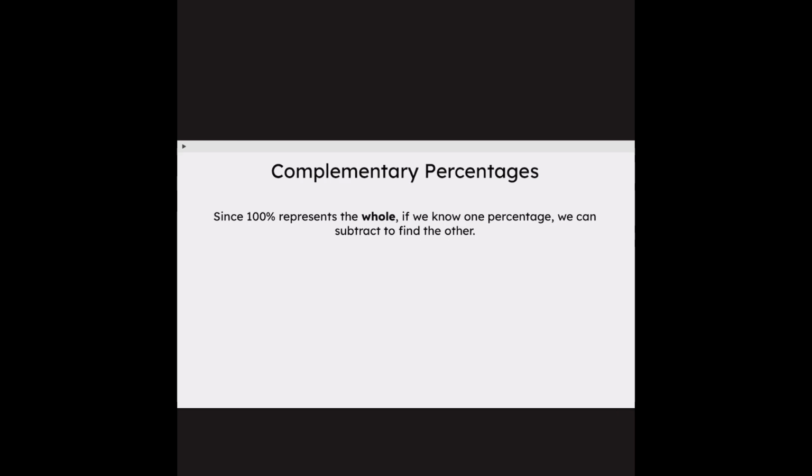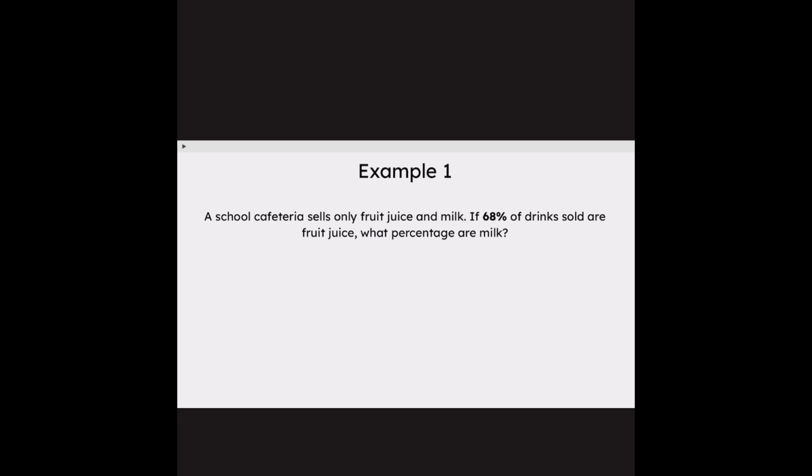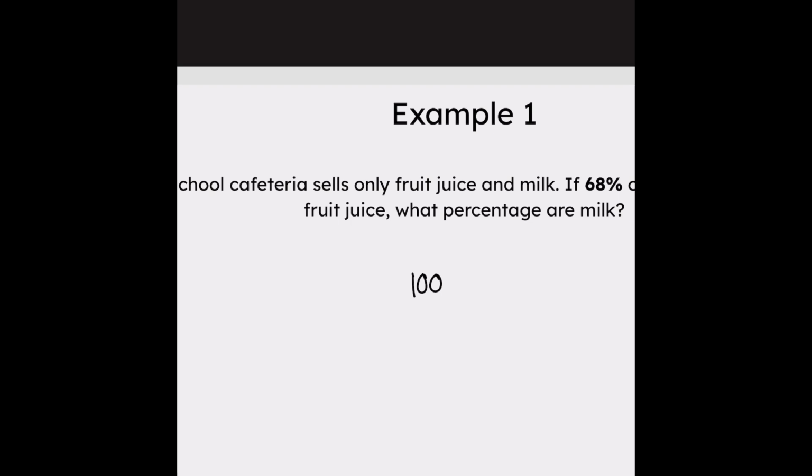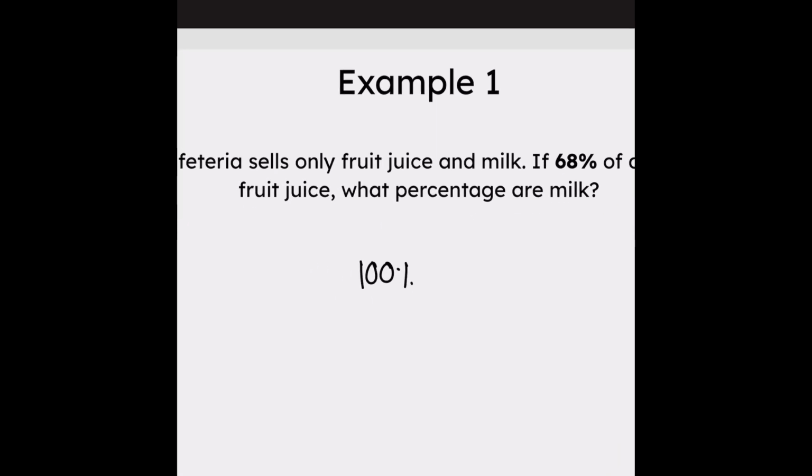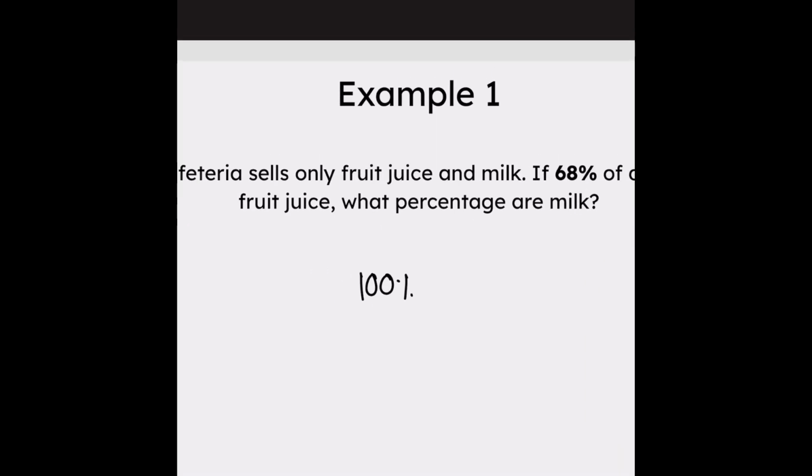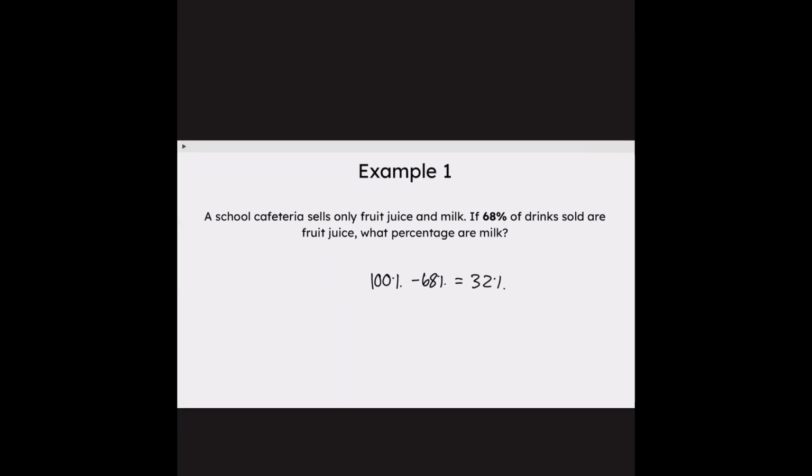Since 100% represents a whole, if we know one percentage, then we can subtract to find the other. So let's look at what that means. If a school cafeteria sells only fruit juice and milk, 68% of the drinks sold are fruit juice, then what percentage are milk? Well, we know that the whole is 100%. We know that 68% are fruit juice, and the rest must be milk. So what we can do is take the entire whole and subtract 68%, and we end up with 32%. So therefore 32% of the drinks are milk.